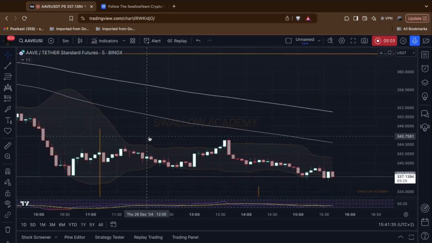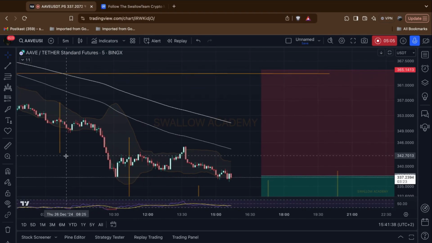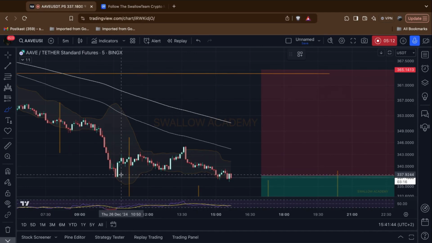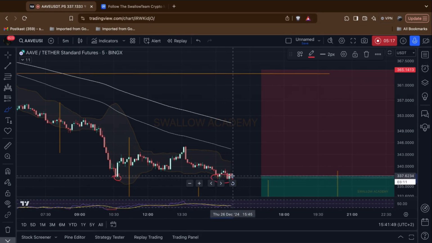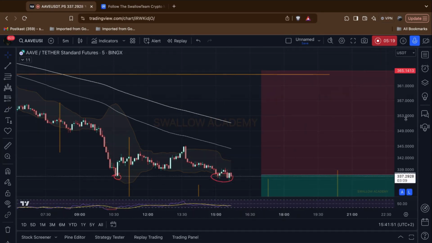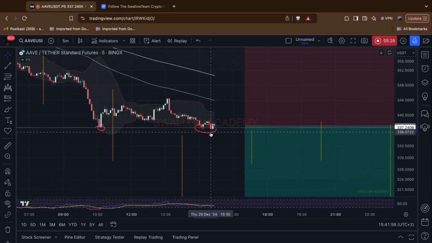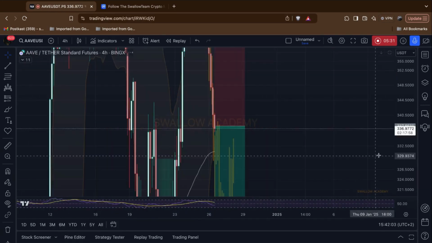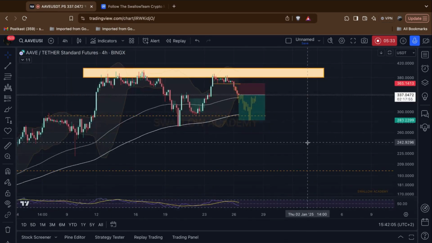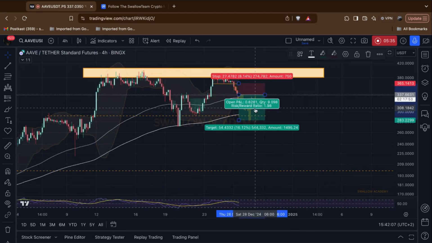So let's go quickly to the 5 minute time frame. We can see that the previous low here is being retested again, and it seems like sellers are about to break the zone, which would result in a further movement to the lower zones. So as soon as we break this zone here, the 4 hour 200 EMA will be reached very easily. So that's the game plan for the coin right now.